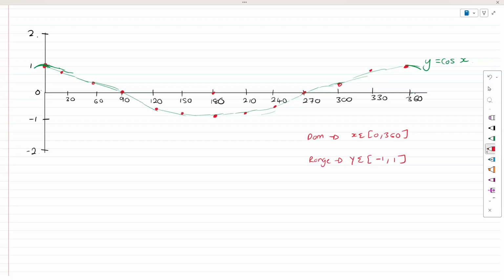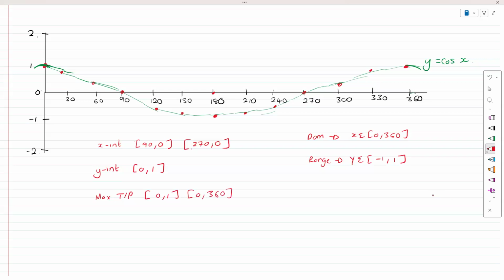Let's go with x-intercepts. The x-intercepts we can look at on the graph, right? The x-intercepts would be (90, 0) and (270, 0). The y-intercept would be where it's touching the y-axis, which is (0, 1). Maximum turning point, we look on the graph as well. The maximum turning points are at (0, 1) and (360, 1).